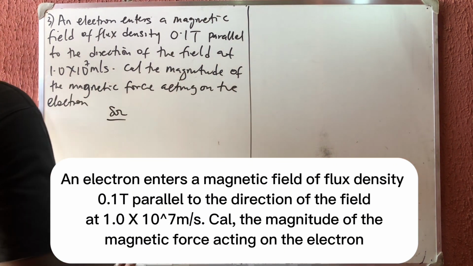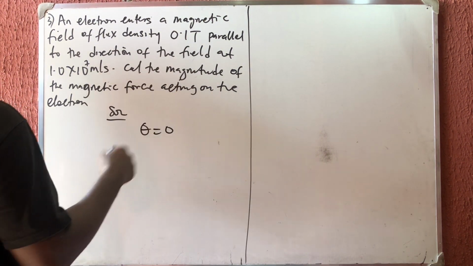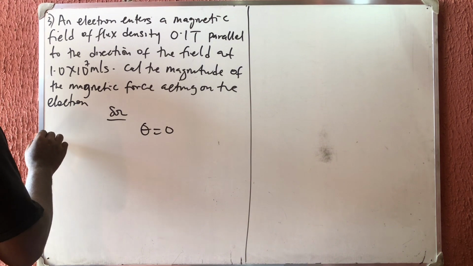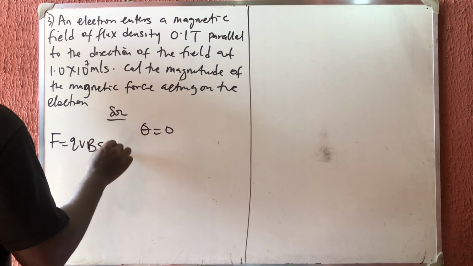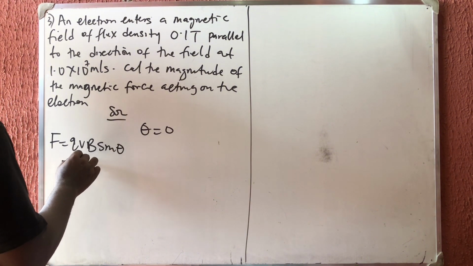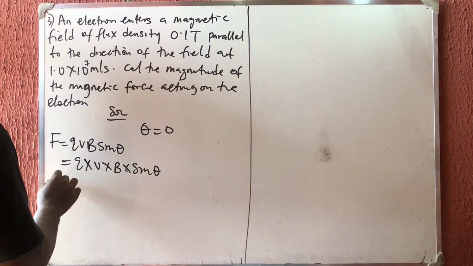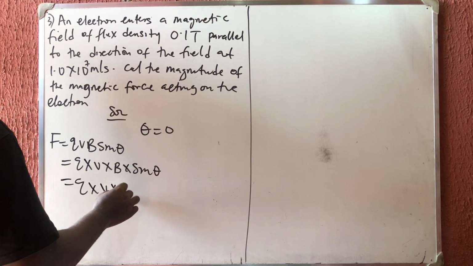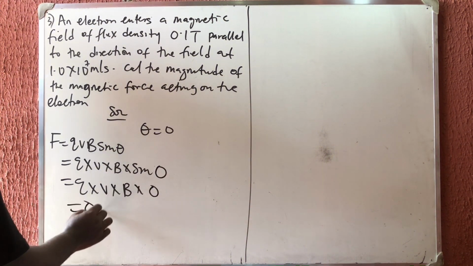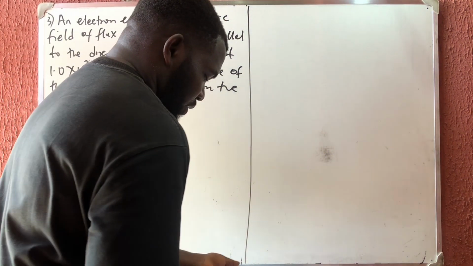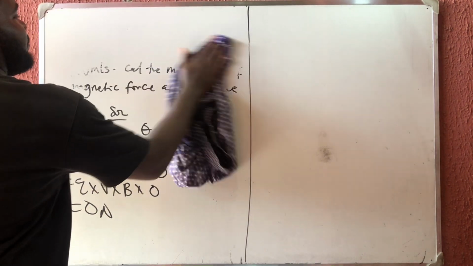Now solution. If you look at this, immediately you see parallel, it means that your theta is 0. And if your theta is 0, it has spoiled everything. Everything is 0 because my F is equal to QVB sine theta, and sine 0 is 0. Q times V times B times 0 gives me 0 Newton. So I don't need to calculate anything. Once it is parallel, it's giving us 0. So we'll go to question number 4.